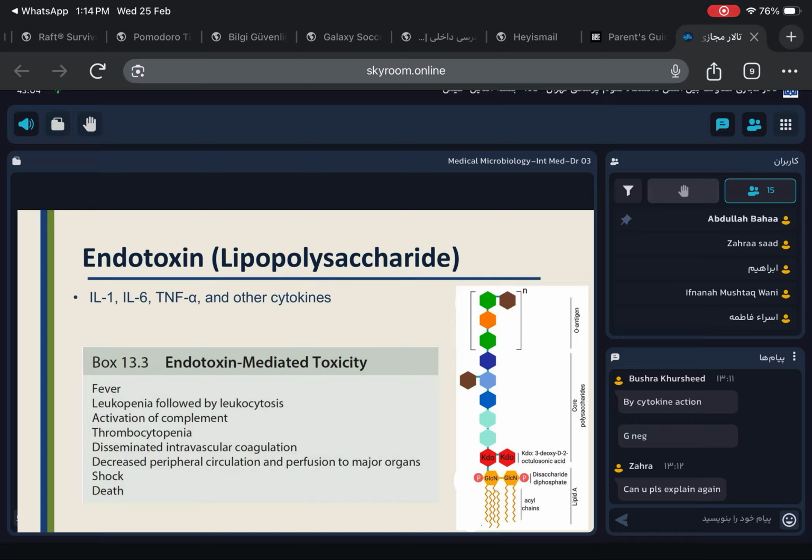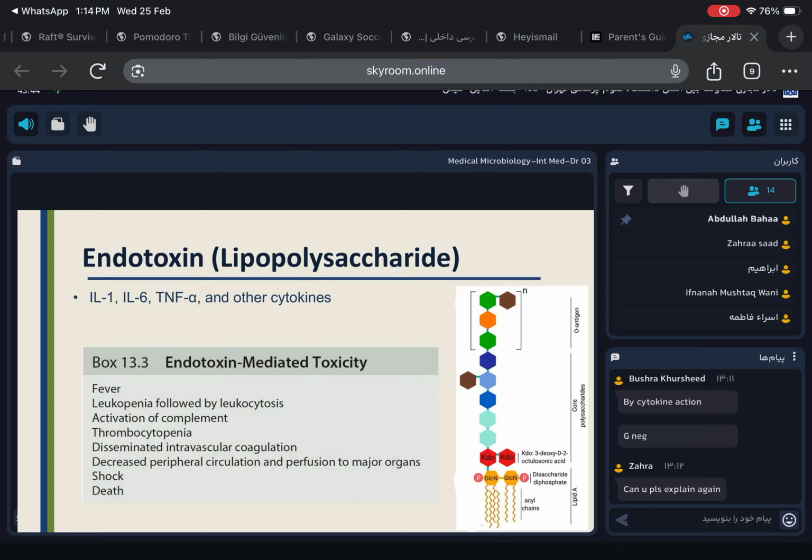So it makes sense. The endotoxin is released in the body, so it means that there is an infection inside the body. So the immune system is responding to this infection. Part of its response is activation of the complement system. And also it can cause thrombocytopenia, which is the low level of platelets. And endotoxin can lead to a very serious condition called disseminated intravascular coagulation, or DIC.